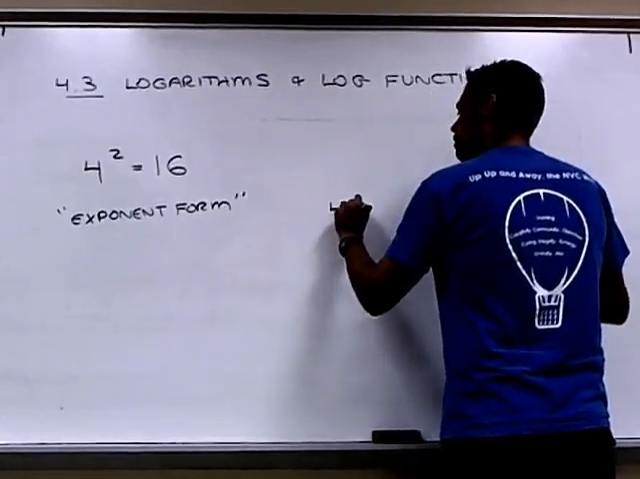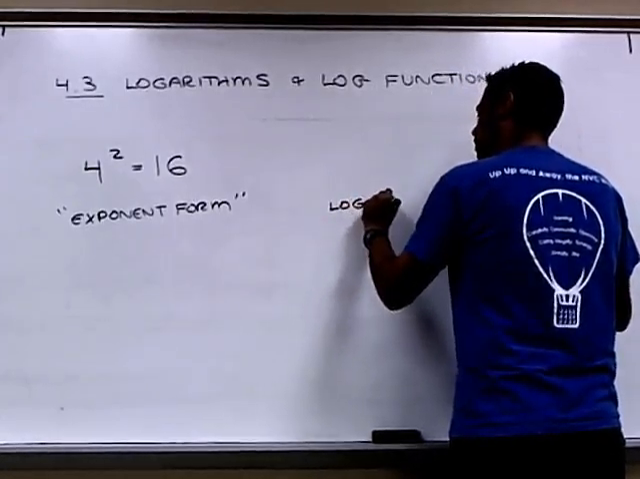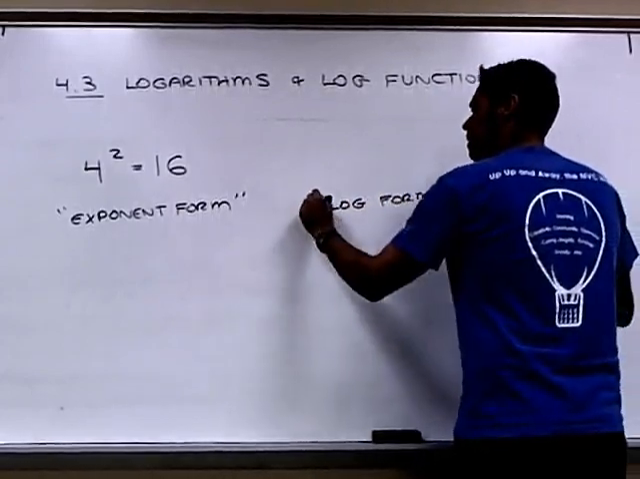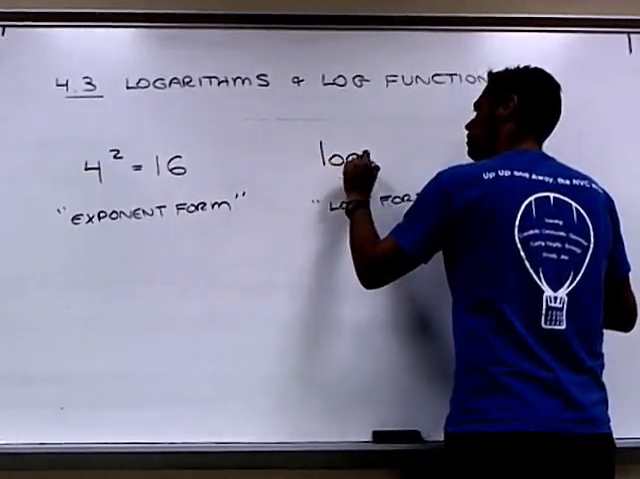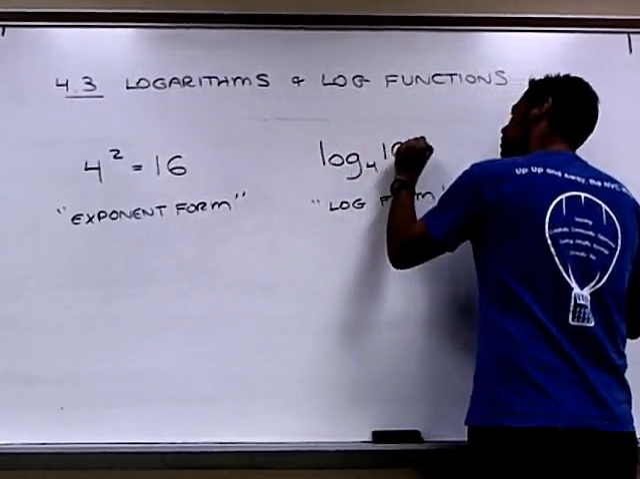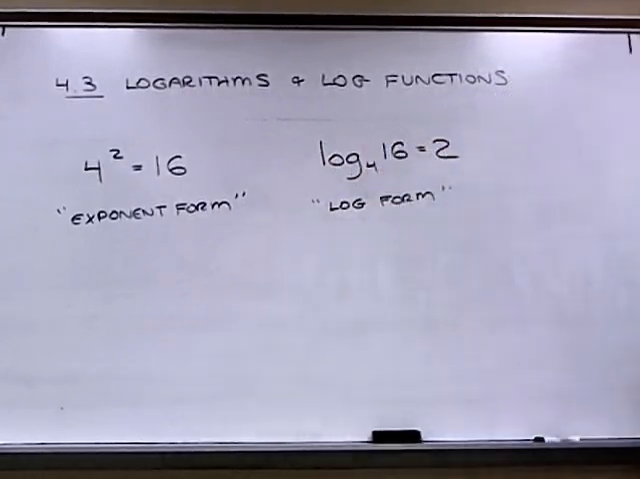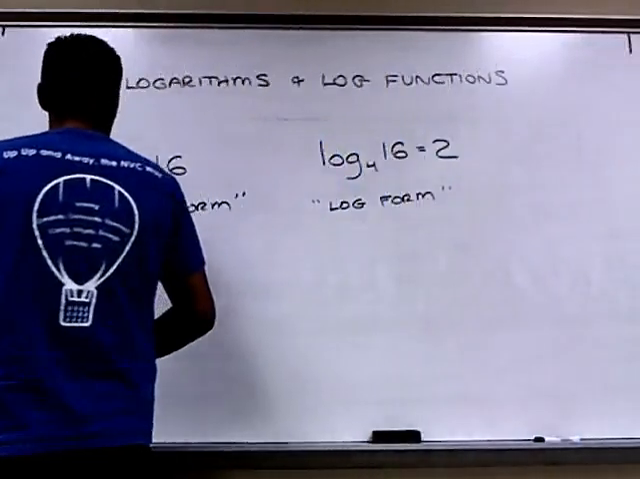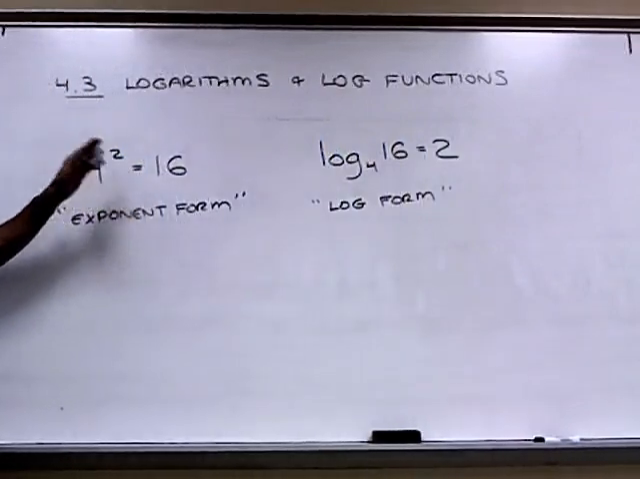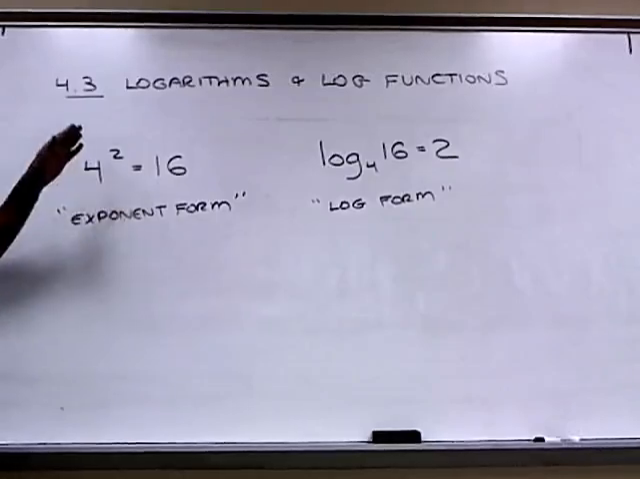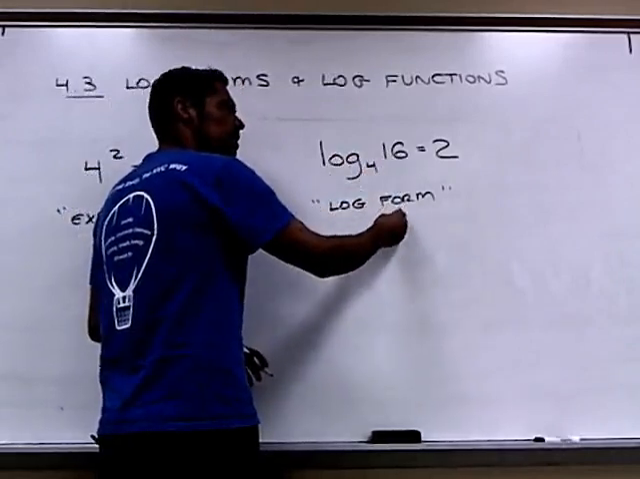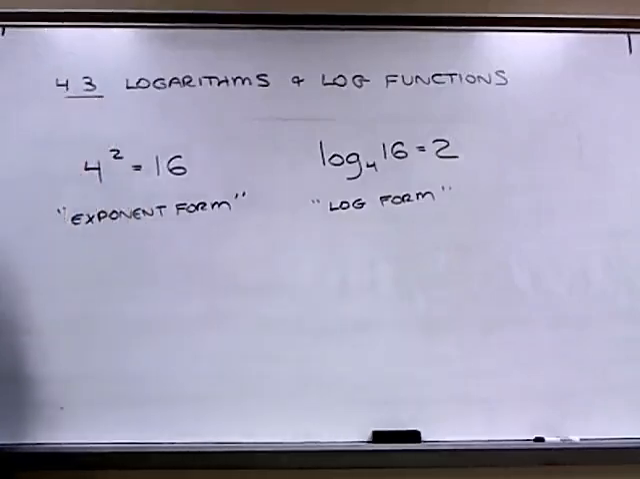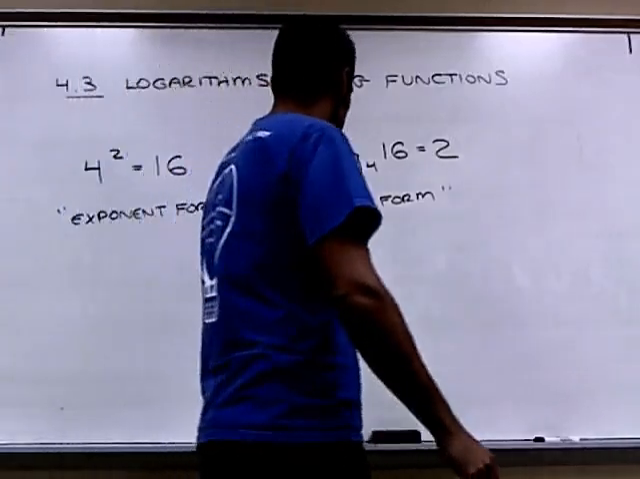The other form, which I will call log form, is written this way. The left side here is what's called exponent form. This is an equation, right? We all agree this is a true equation? This is exponent form. This is another equation. It's called log form, and this equation is also true. Now, what is this equation saying?